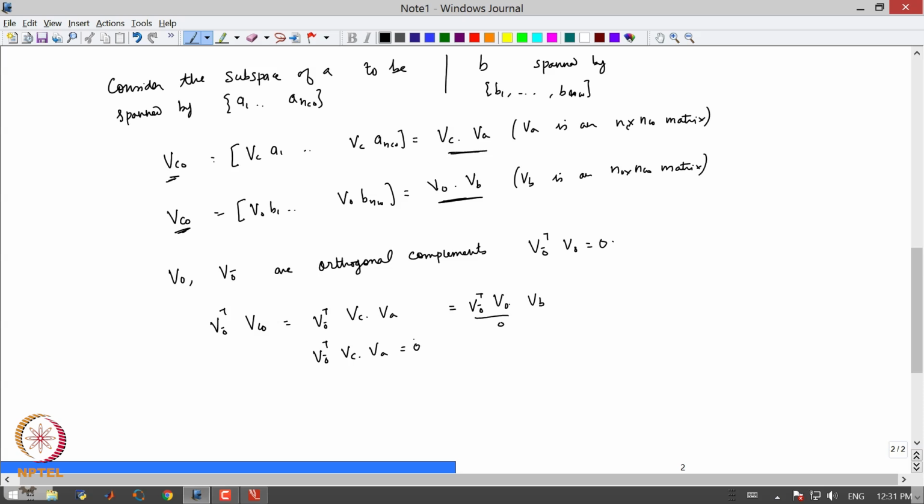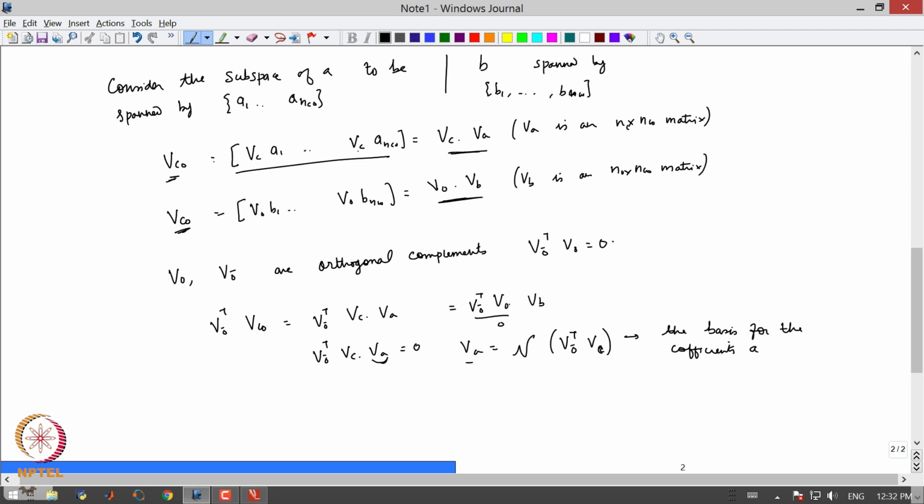Now, which means that this V A is in the null space of V naught transpose V c, from here. Now, what is this V A? This V A is the basis for the coefficients A, from here.